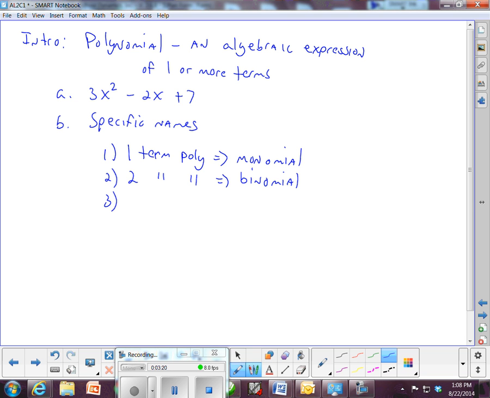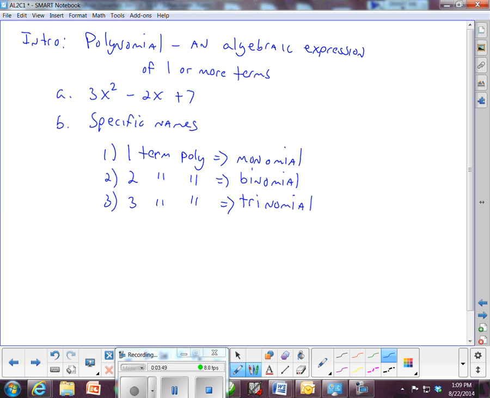And then the third specific name is for a three-term polynomial. Think about when you were 3 years old, 4 years old, you had that bike with 3 wheels, and it was, of course, a tricycle. So we have a trinomial. All right, so a polynomial with one term is a monomial, 2 terms, binomial, and 3 terms is a trinomial.